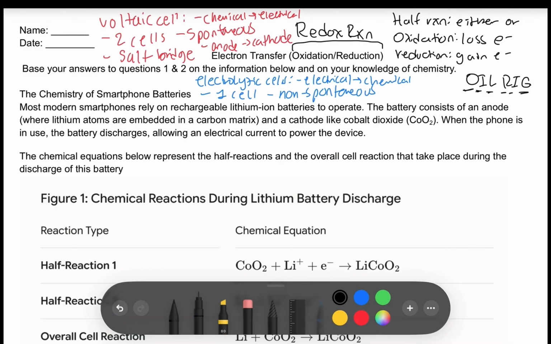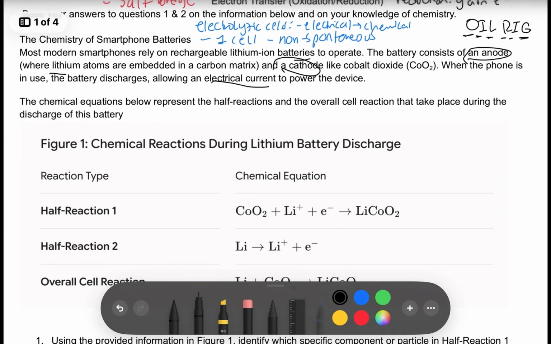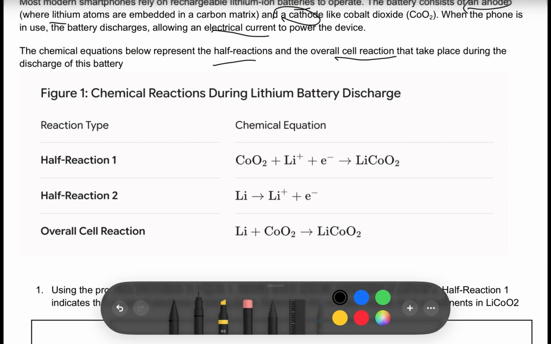Most modern smartphones rely on rechargeable lithium-ion batteries to operate. The battery consists of an anode, where lithium atoms are embedded into a carbon matrix, and a cathode, like cobalt dioxide. When the phone is in use, the battery discharges, allowing an electrical current to power the device. The chemical equations below represent the half reactions and the overall cell reaction that takes place during the discharge of this battery. So let's do a quick annotation.